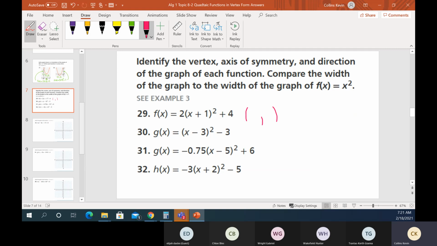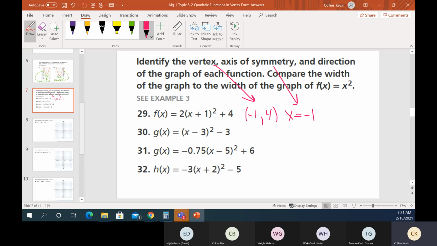So the first part would be -1, good. And what's the second guy? Remember, so we just leave the second guy alone? Yeah. So that's your vertex. Easy peasy, right? Axis of symmetry is just x equals the first number. So it's going to be x equals -1. So that's your axis of symmetry. There's your vertex. Okay.